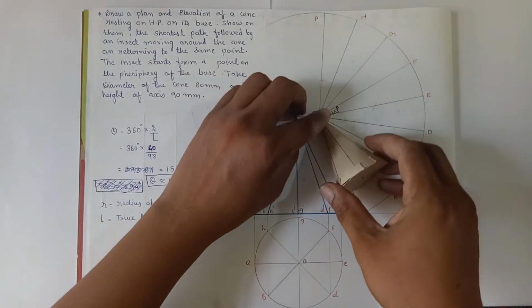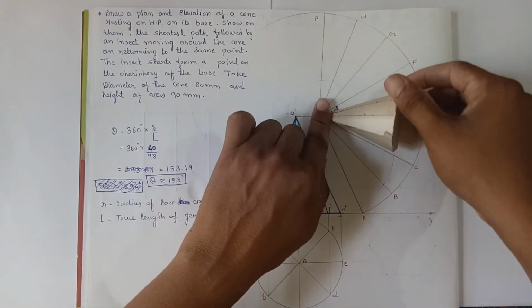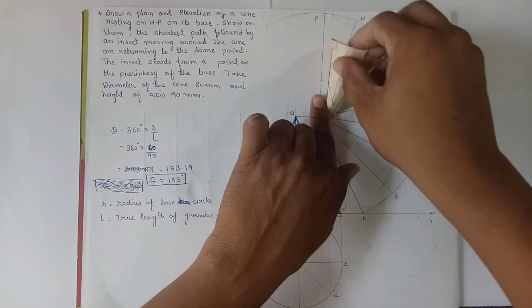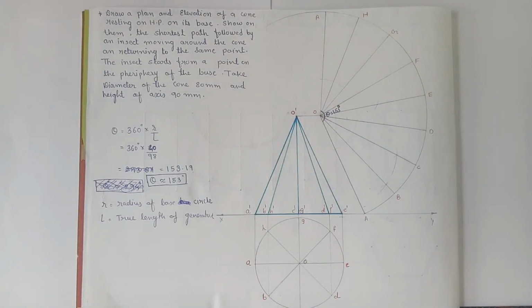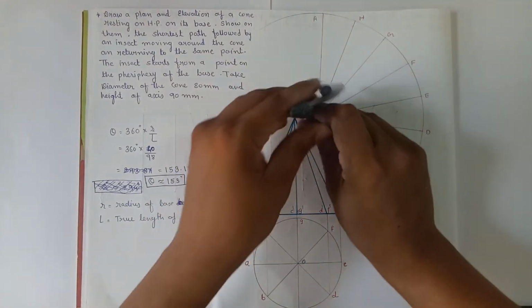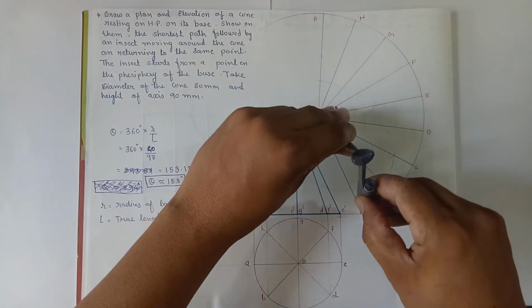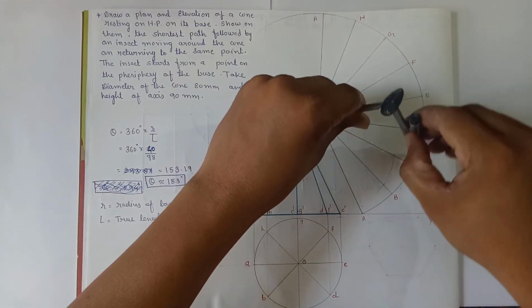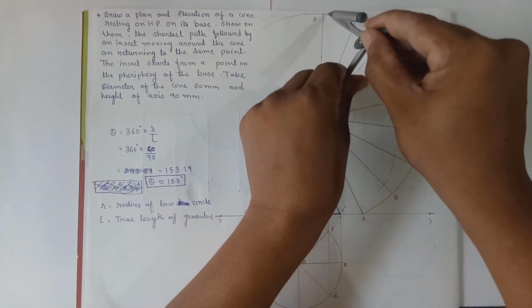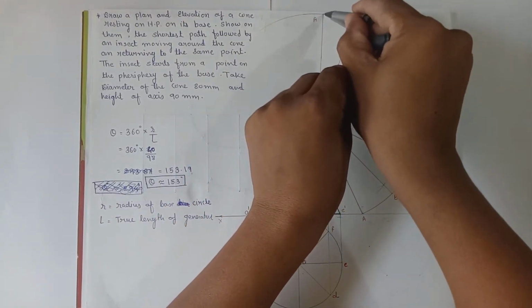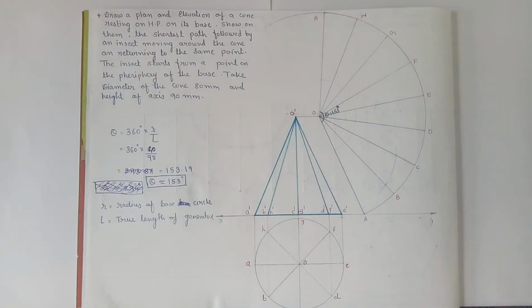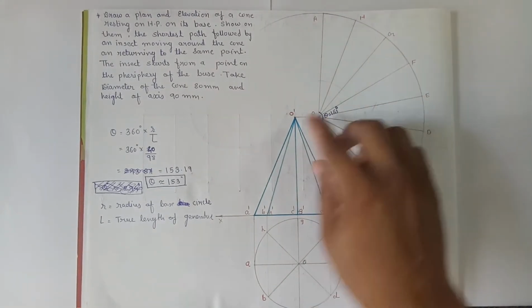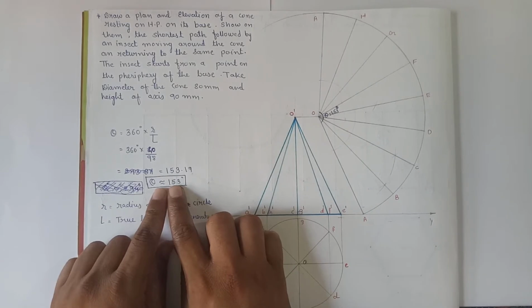Then to develop the surface of the cone, we have to unfold the cone, and if we unfold it, the surface develops like this. First measure this length, the true length of the generator, and give an arc. After giving the arc, measure this angle: theta is equal to 153 degrees.